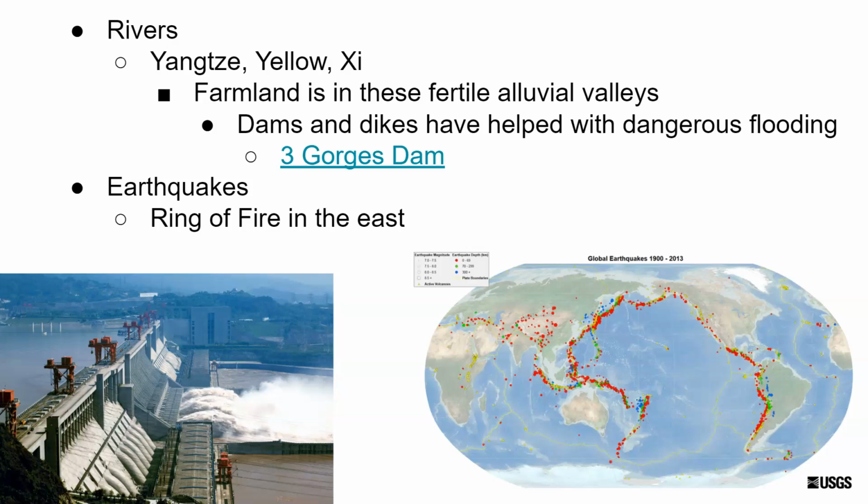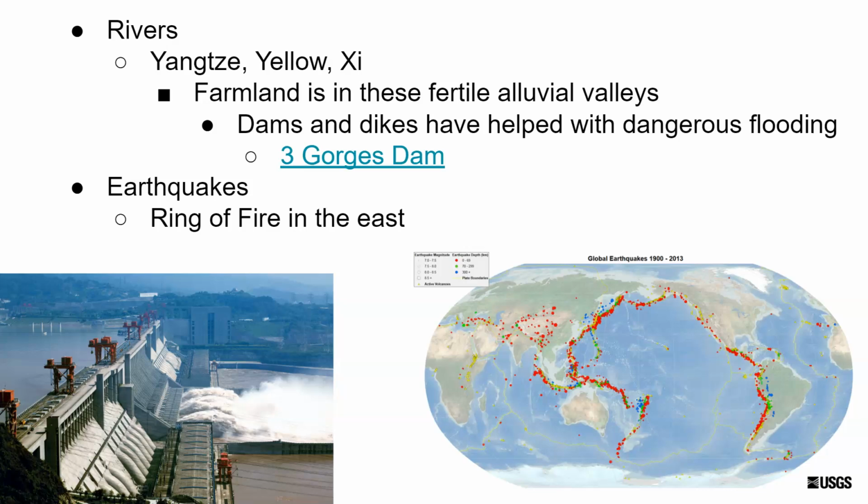Rivers, again, they feed a lot of life around the world. China is no different. You've got the Yangtze, and again, I apologize if I mispronounce any of these. You've got the Yellow River along with the Xi River. Farmland, again, is going to be very important. It's going to be in these fertile alluvial valleys, which you're going to find. Dams and dikes have also been certainly implemented to help against flooding in order to help control water flow.